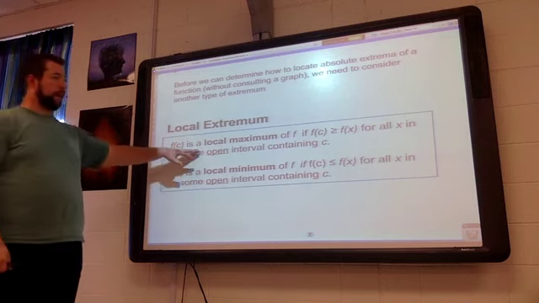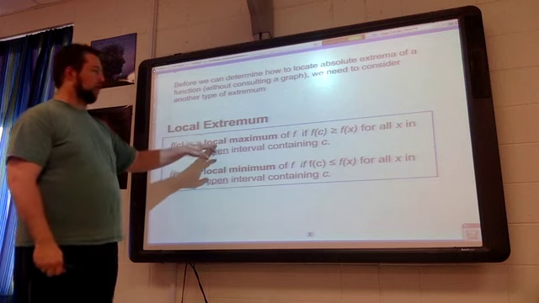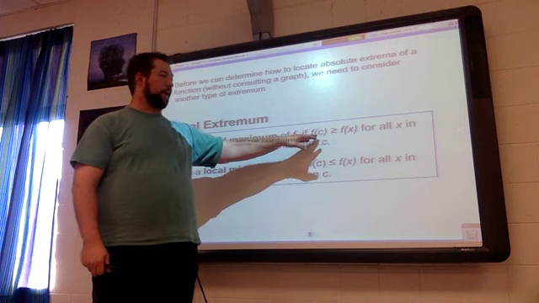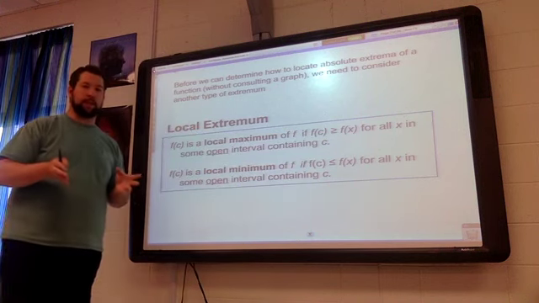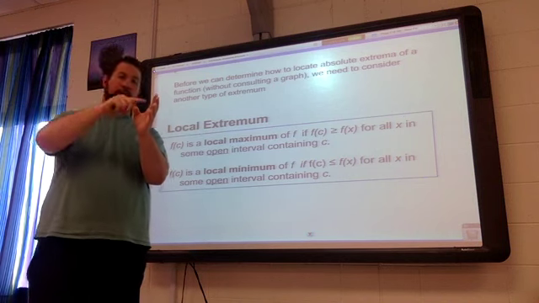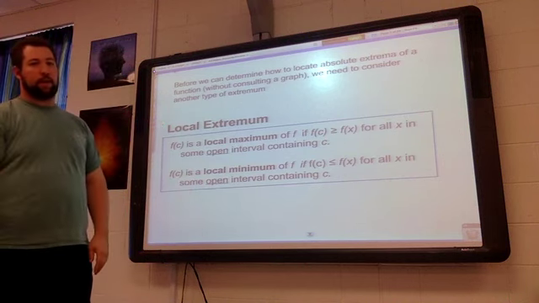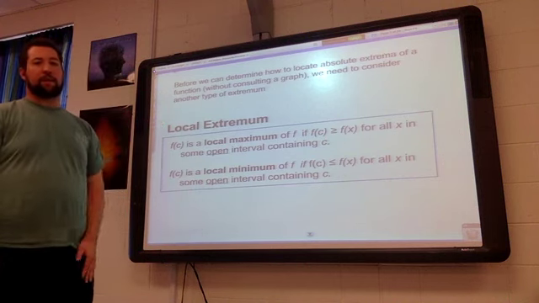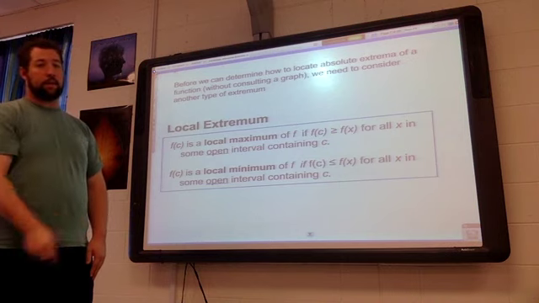Okay, so local maximum. An f of c, or y value, is a local maximum of a function if it's bigger than or equal to all f of x's in some open interval containing c. So if I can find some open interval, and it's the max, that's the local max. Local min, same thing, it's just at the bottom. Graphically, basically what happens is where the hill is, that's the max, or where the valley is, that's where the min is.